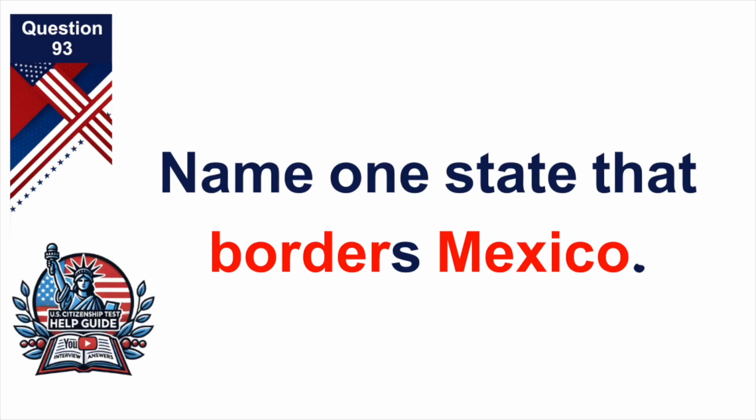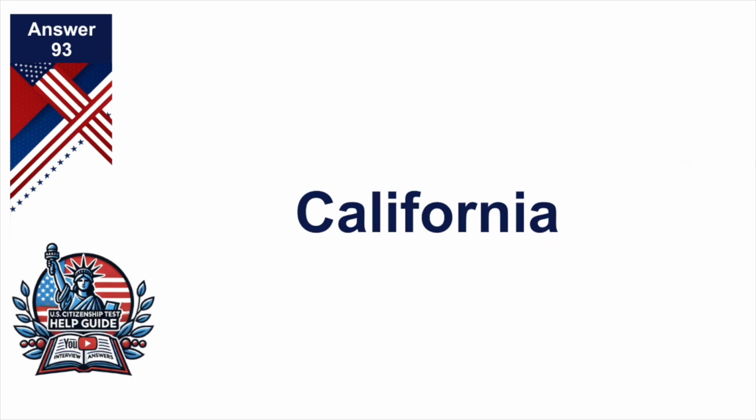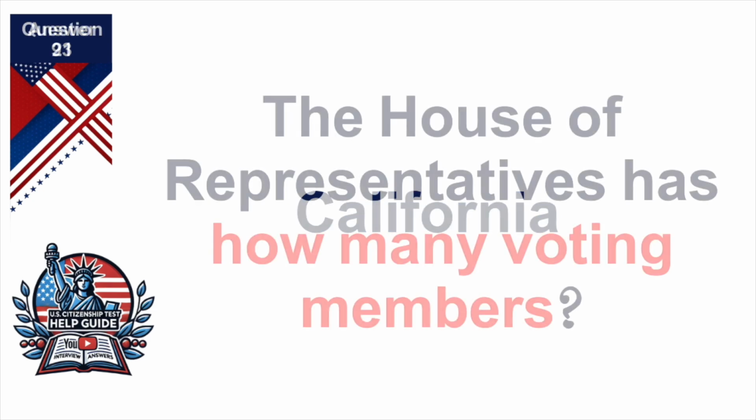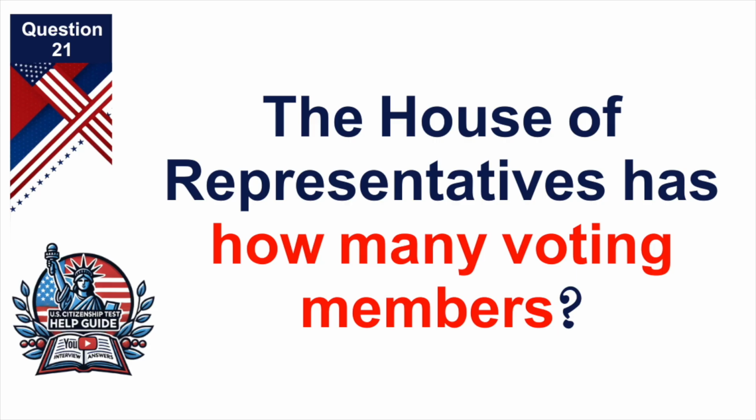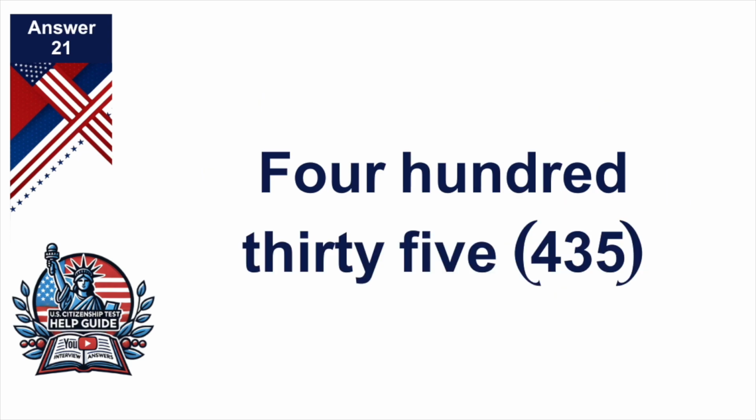Name one state that borders Mexico. California. The House of Representatives has how many voting members? 435.